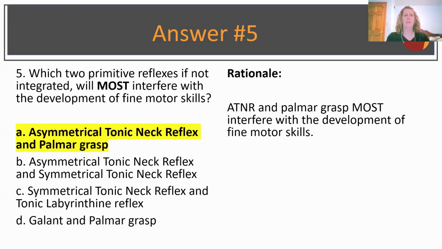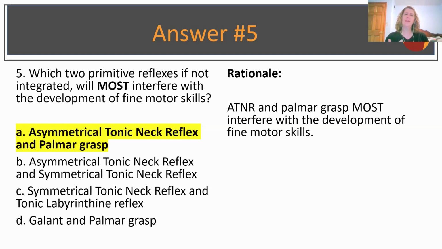All right, this one's a little harder. Which 2 primitive reflexes, if not integrated, will most interfere with the development of their fine motor skills? Asymmetrical tonic neck reflex. Remember, I said that will interfere with every single fine motor skill. They won't be able to do anything bimanual. They won't be able to cross midline. They have problems with hand-eye coordination. Huge problem. Palmar grasp. If I can't intentionally release and grasp things, that is going to be huge.